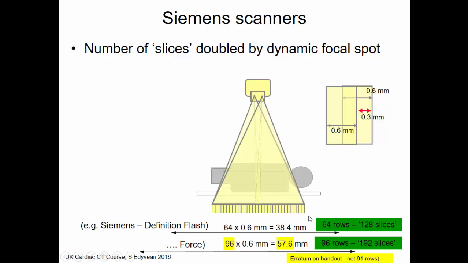And for the Force, there's an error on your handout: that's not 91 rows, that's 96 rows. And that gives us nearly 60 millimeters of coverage. Those are 64 and 96 detector rows, and they're termed 128 slice or 192 slice scanners. So you just have to be careful when you're buying a scanner to know whether you're looking at detector rows or number of slices. And then also look at the coverage, because that's going to affect how many times you have to scan down the heart, and that affects the ultimate image quality. For example, there's a Toshiba 160 millimeter single array, and that will do the heart in one go. Obviously with these, you have to do them in stages.